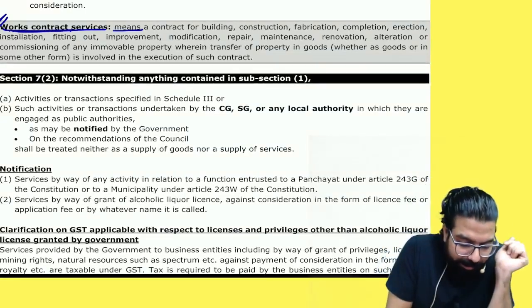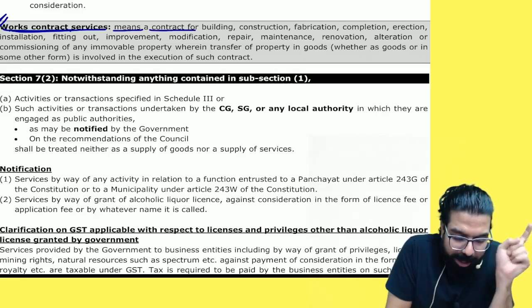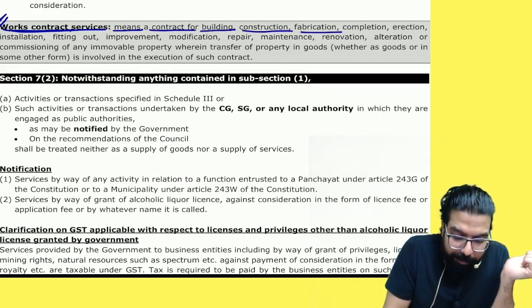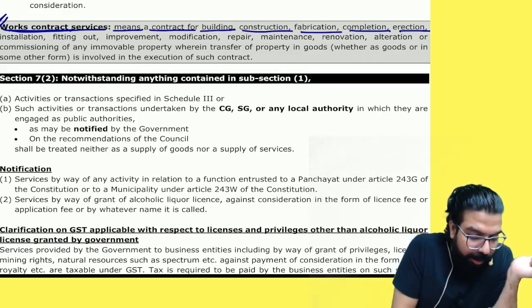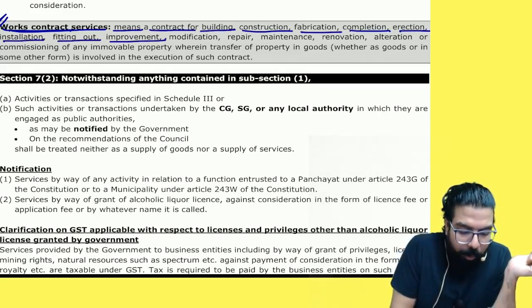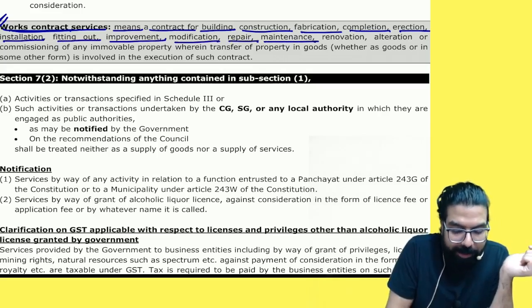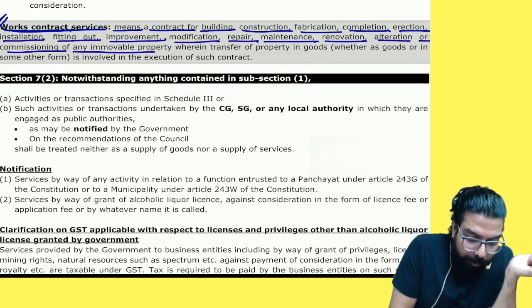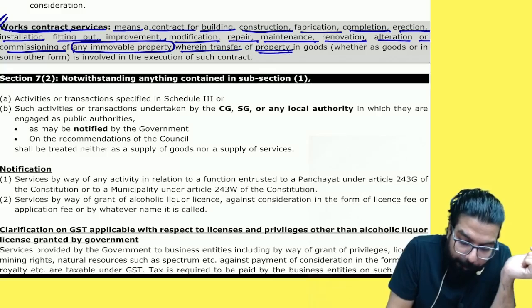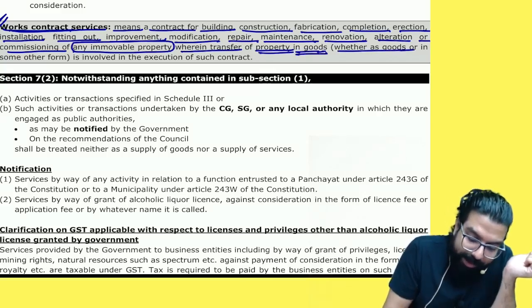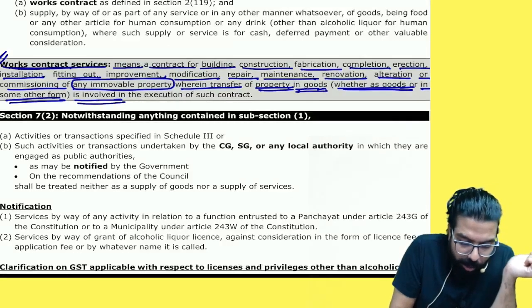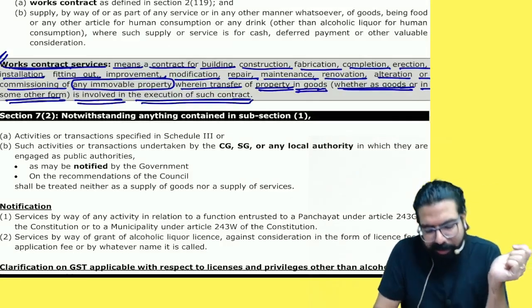Works contract means a contract for building, a contract for construction, fabrication, completion, erection, installation, fitting out, improvement, modification, repair, maintenance, renovation, alteration, or commissioning of any immovable, wherein transfer of property in goods, whether as goods or in any other form, is involved in the execution of such contract. Sir, what do you mean by this?